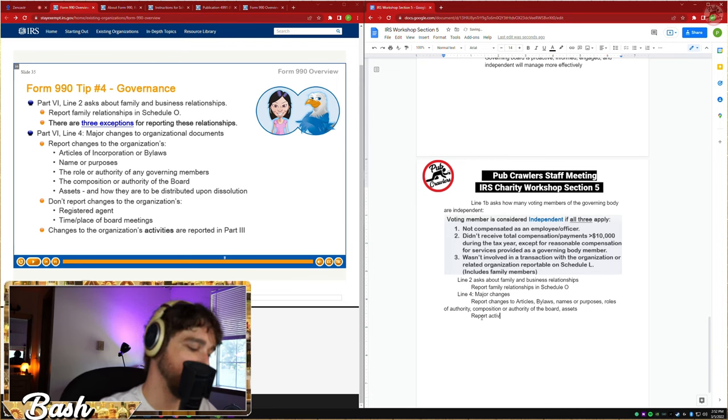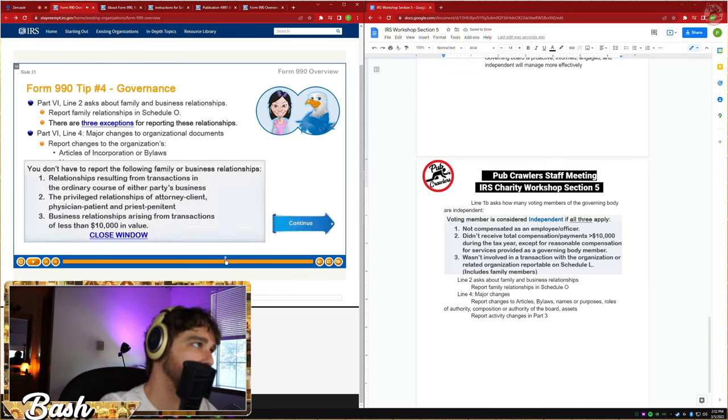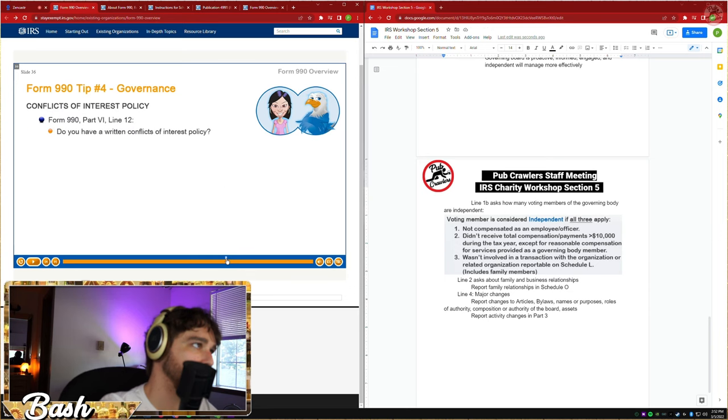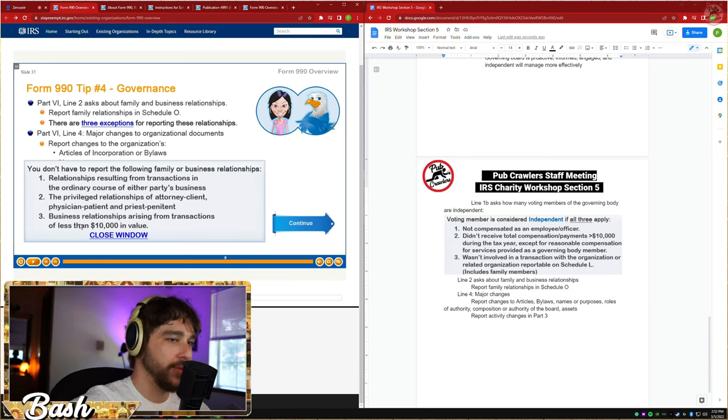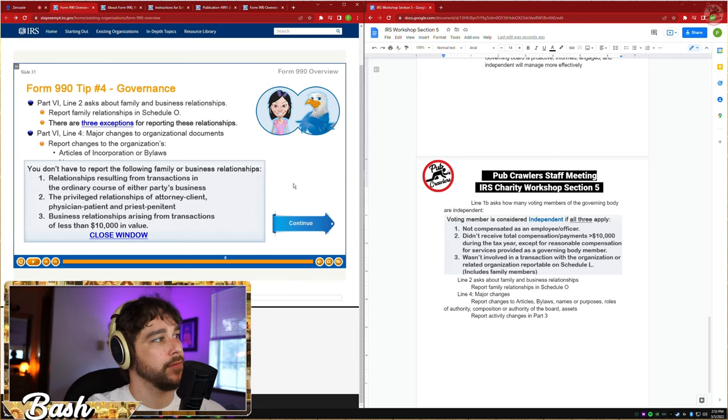Report activity changes in Part 3 of the Form 990. Wait, was it going to pop up the 3 exceptions? Yeah, there you go. Priest, penitent. So again, these are for big value moves. And you have to report anything over $10,000 to the IRS coming in or out of your account anyways. Yeah, those seem pretty straightforward. I was going to say the last number 3 seemed important, but it's redundant as well. A little bit, yeah. Ready to move on?